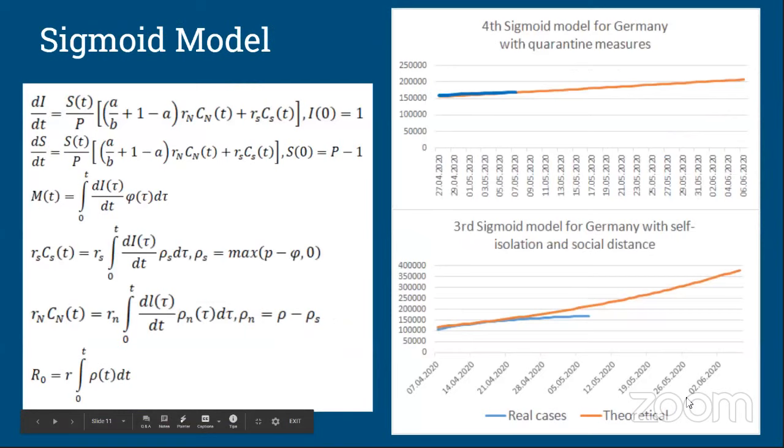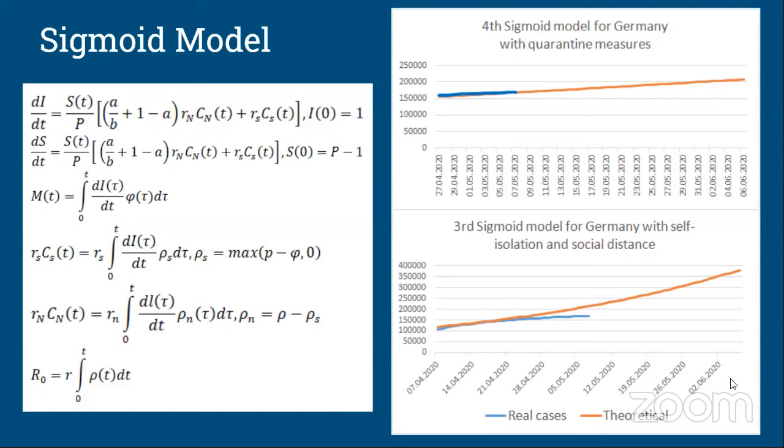So the next approach is a sigmoid model. You can see how it's calculated. It had 4 steps of application. At first, they applied that there is a number of infected people, which depends on the number of contagious people. And then they added some other steps, such as the 20 days infection rates, and they added infected, contagious, and susceptible differentiation of people.